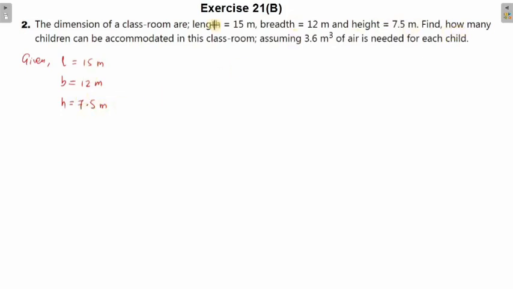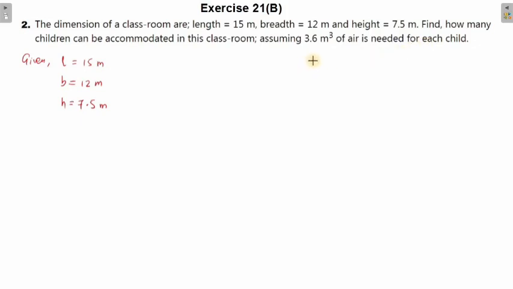Find how many children can be accommodated in this classroom, assuming 3.6 meter cube of air is needed for each child. So basically in the room, this much space is occupied by one child. Meter cube means they have given the volume of air occupied by each child, that is one child.